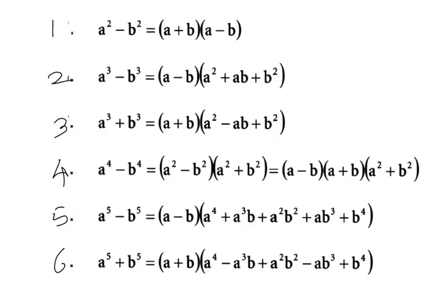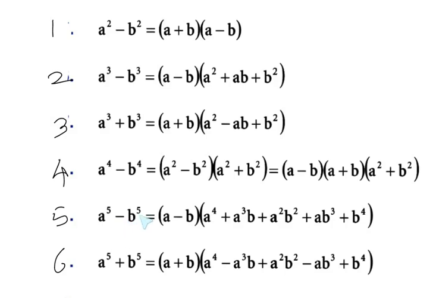Some algebraic identities: a square minus b square is equal to a plus b into a minus b. A cube minus b cube is equal to a minus b into a square plus ab plus b square. A cube plus b cube is equal to a plus b into a square minus ab plus b square. A power 4 minus b power 4 is equal to a square minus b square into a square plus b square, that is a minus b into a plus b into a square plus b square.